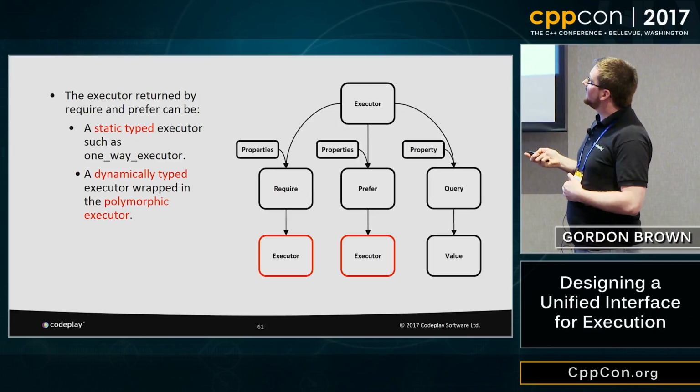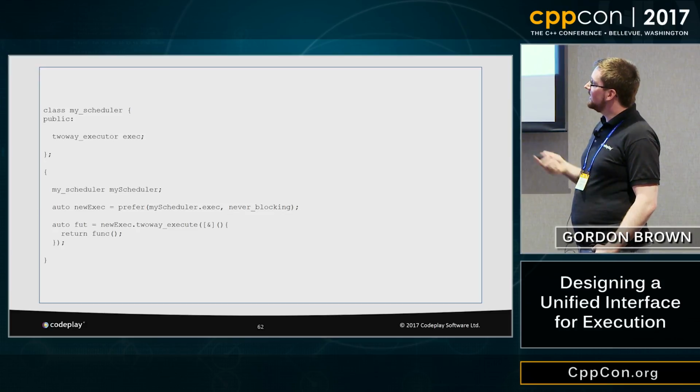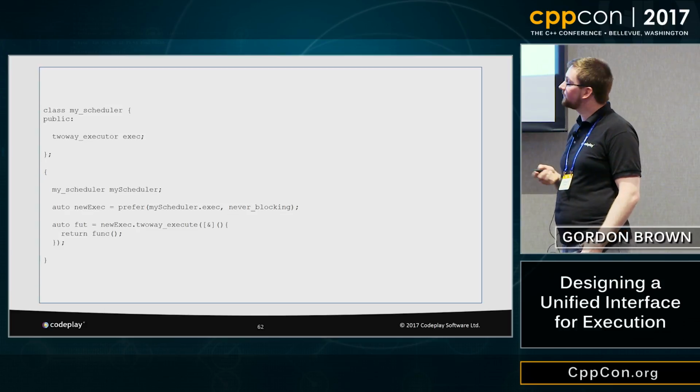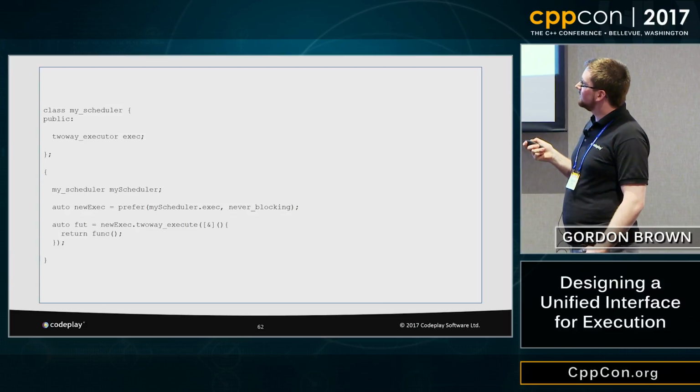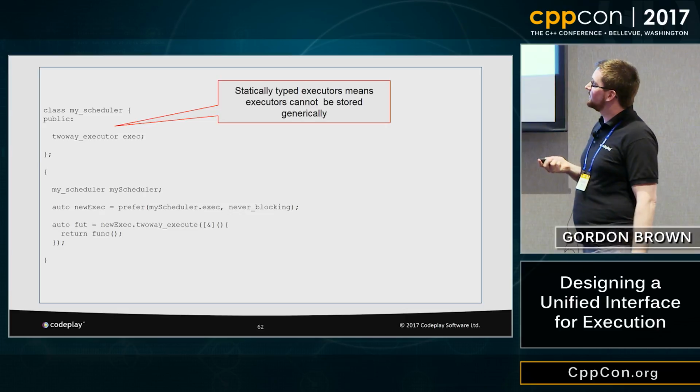So the benefit of this, in this example, is that you have a scheduler with a 2-way executor. Here we want to prefer that this 2-way executor is never blocking. So we call prefer, assign the result to a new executor, and then use it. There's a couple of problems with this.